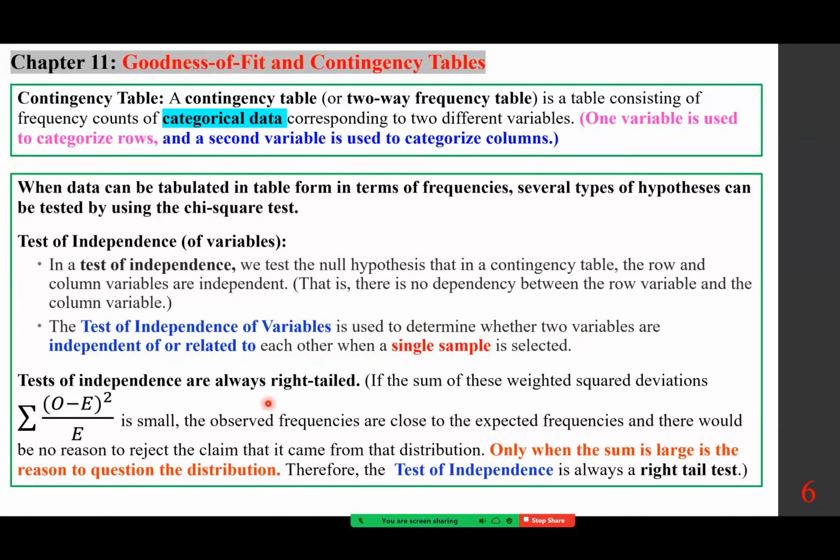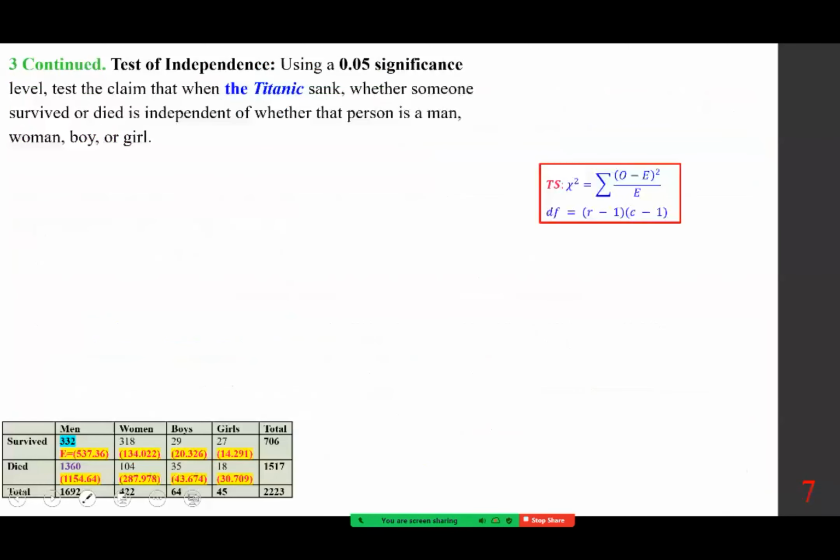Tests of independence are always right-tail tests. If the sum of this weighted square deviation is small, the observed frequencies are close to expected frequencies, and there would be no reason to reject the claim that it came from that distribution. Only when the sum is large is there a reason to question the distribution. Therefore, the test of independence is always a right-tail test.